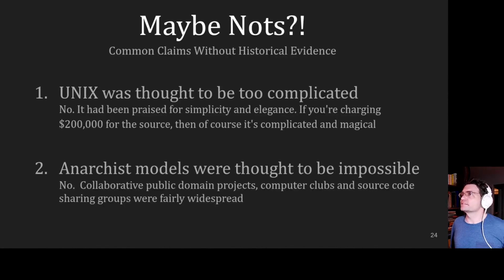So maybe chapter 3. Oh, maybe not. Did I have that? Oh, I do. Cool. So there are these other things that are presented as why it didn't happen before or afterwards, and I just want to dispel those. The first one is that Unix was thought to be too complicated, which is not true. It had been praised for simplicity and elegance a lot, and maybe it was called complicated because the source license was $200,000. I don't know. And anarchist models were thought to be impossible. That's also not true. There were lots of anarchist models before that, going back to the People's Computer Company of 1971. So it goes back quite far.